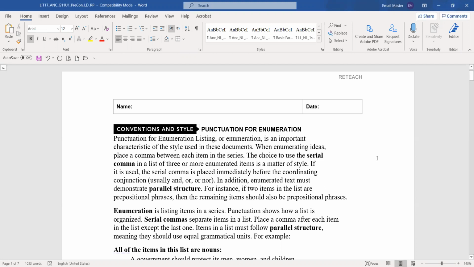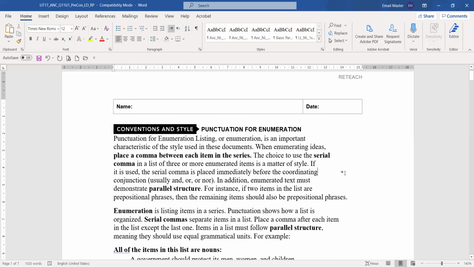In the previous video, in the structure video, I mentioned punctuation for enumeration. This is related to writing, and as it's a convention, like a rule, it can also be related to grammar conventions. Enumeration comes from numbering. Let's look at the definition first. Punctuation for enumeration, listing, or enumeration is an important characteristic of the style used in these documents. When enumerating ideas, you place a comma between each item in the series.